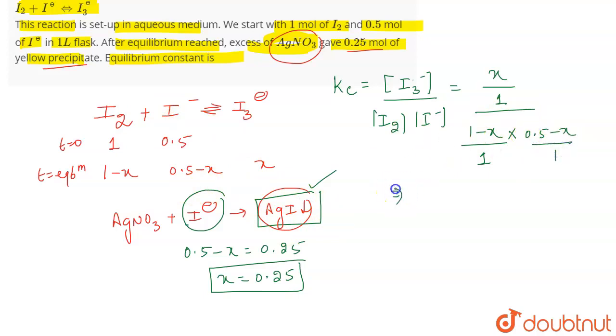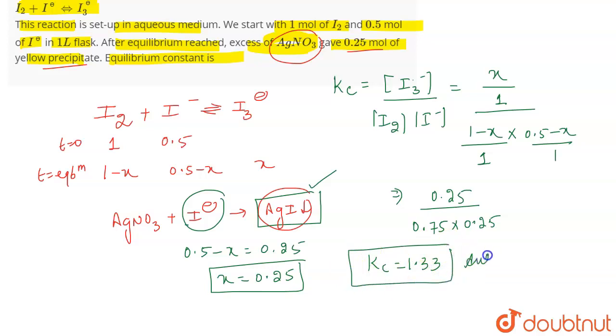Now we have the value of X as 0.25. So this becomes 0.25 over, 1 minus 0.25 becomes 0.75, into 0.25. So from here the value of Kc will come out to be around 1.33, and this is the correct answer for the question.